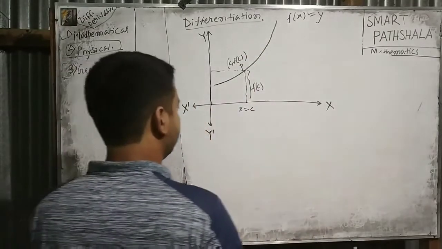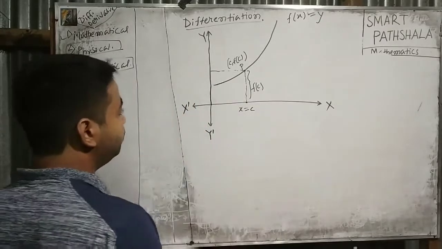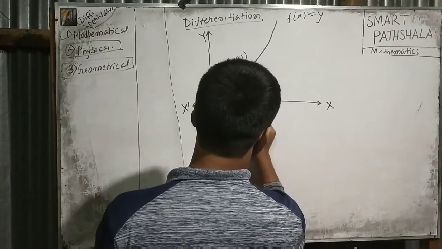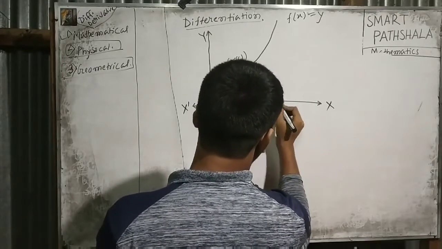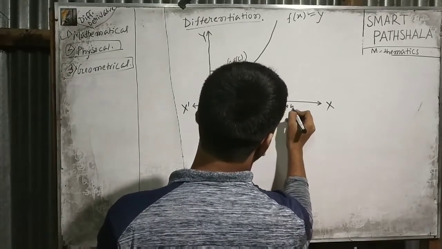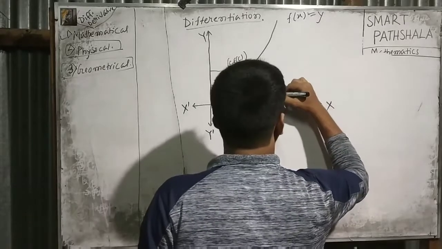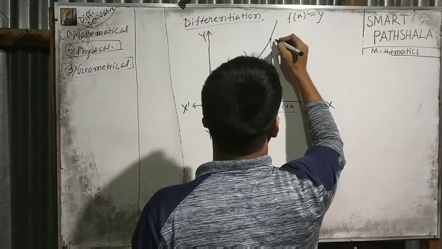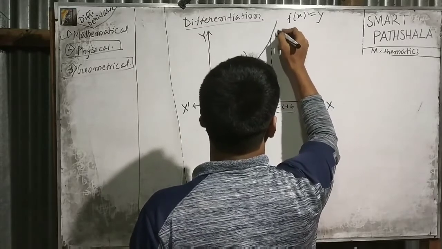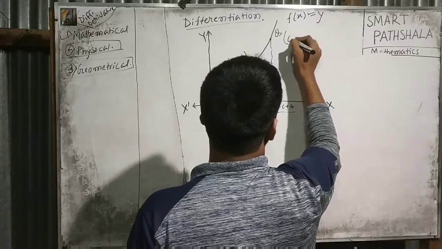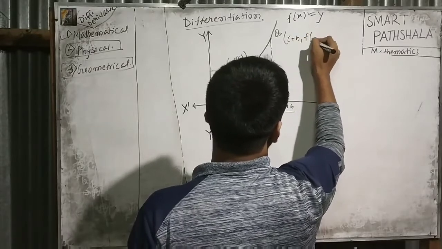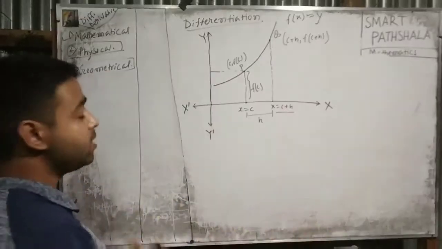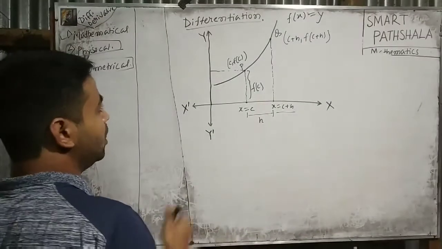Right? Okay, perfect. Now, if I go further to a point here, suppose. Now this distance is h. So x here will be c plus h. Now, what is the value of y at this point? And this point is nothing but Q. So Q has the coordinates c plus h as x and f of c plus h as y. Right? Now, everything is good.